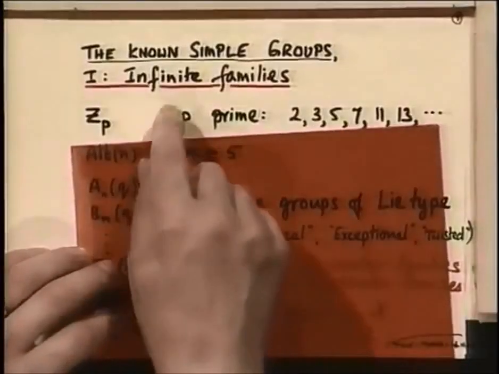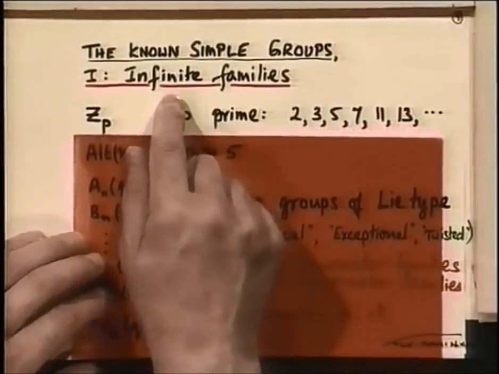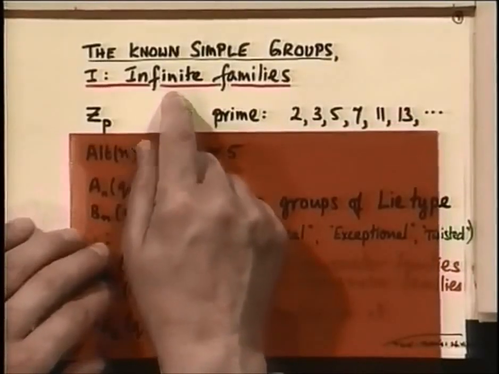There are more than these that are known. I'd like to give you some indication of what they are. The complete list is far too complicated for a lecture of this kind. Nevertheless, I hope to give you a sort of survey of the known simple groups. First of all, there are a number of infinite families. In fact, there are 18 infinite families.